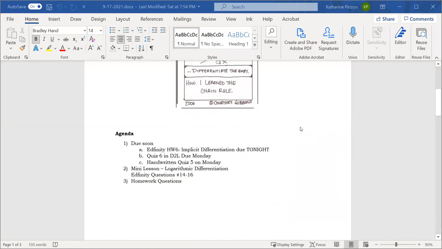Let's see, you have homework due tonight, and then quizzes are due Monday. And then Monday, remember, is a review day. So the review assignment is up in Edfinity. You can work on that as you wish. It's due Wednesday on the exam day. It counts as a regular homework grade. So that's up there, and you can work on that whenever you want.